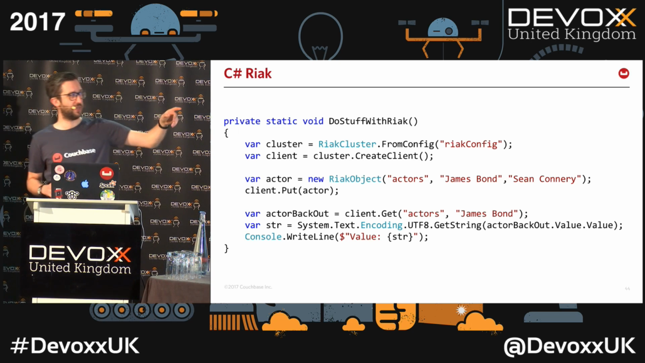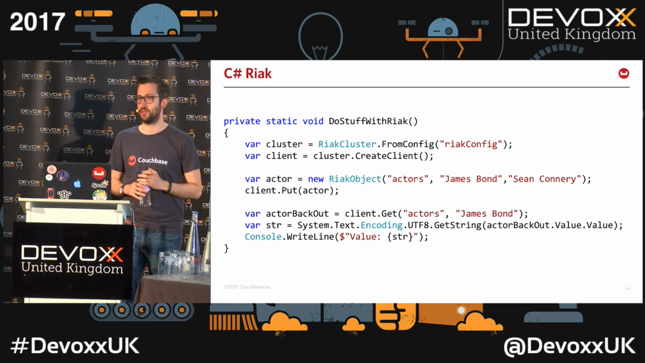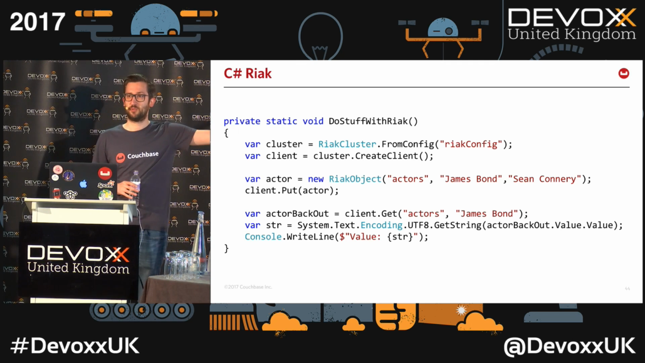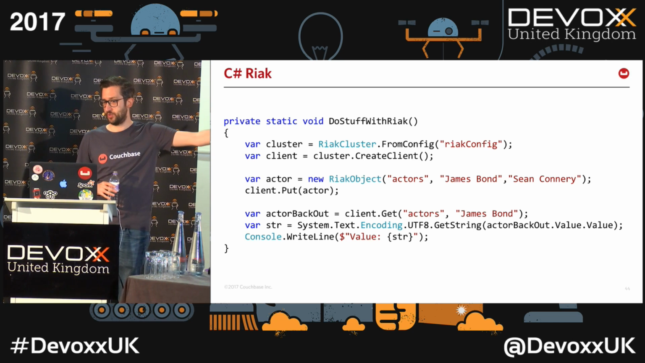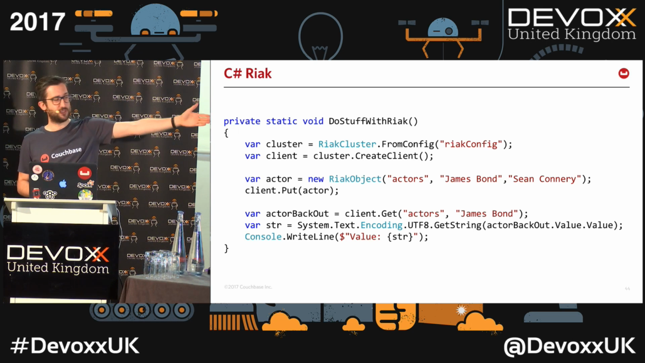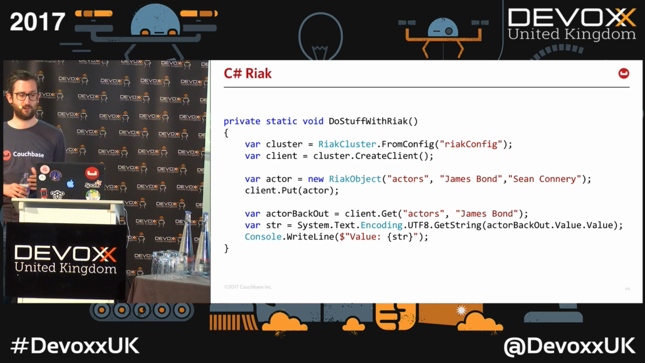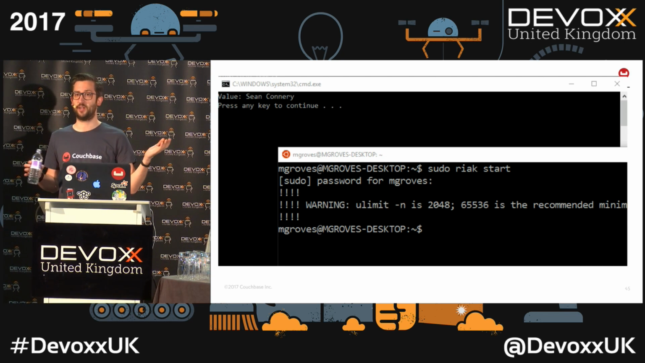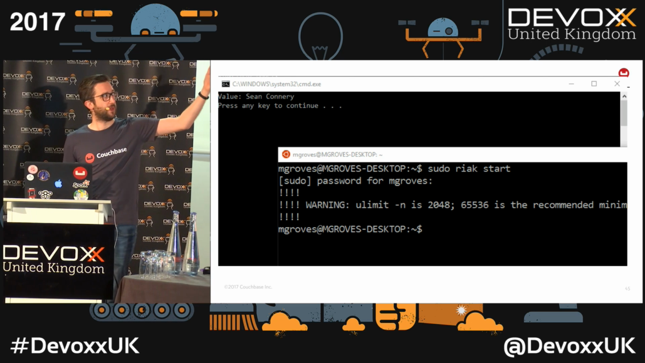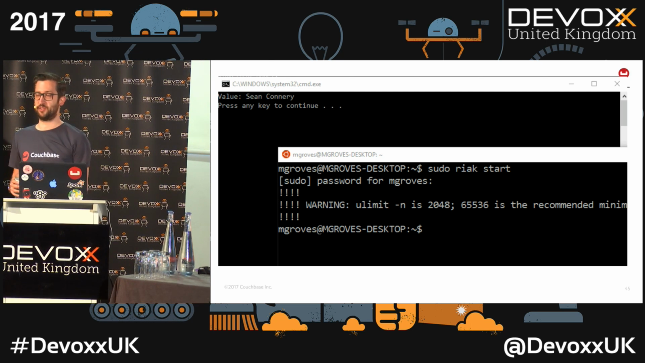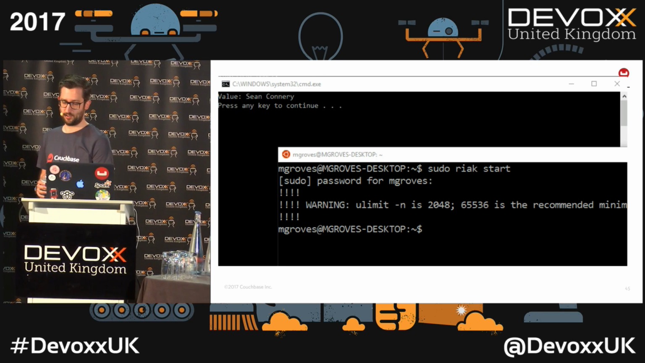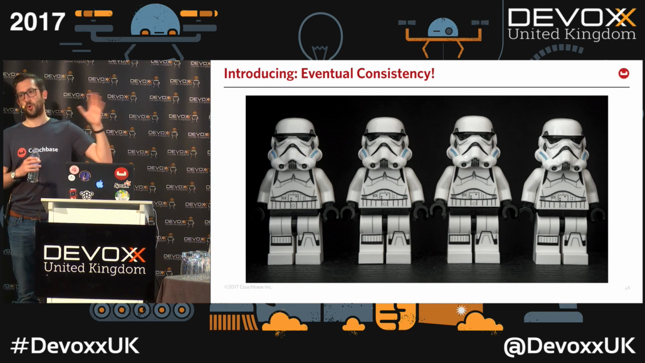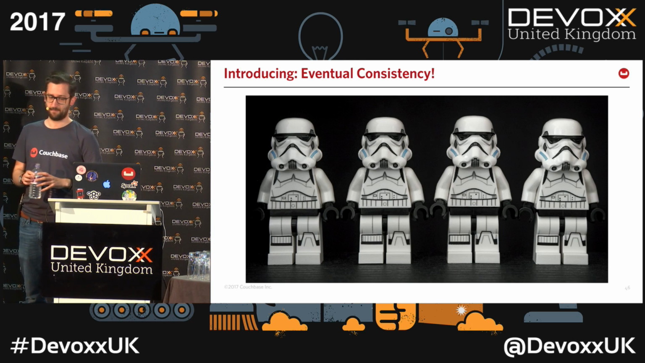We're going to be coming back to James Bond shortly to talk about eventual consistency. To get the data out, I just say get, same as with the document database, from the actors bucket, the key James Bond. Very straightforward. And again, that would look like this. I start the system, and then I say, get me James Bond, and I print it to the console. But that's fine for a trivial example. What about this eventual consistency?